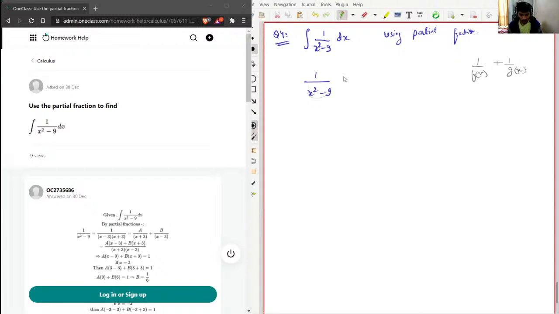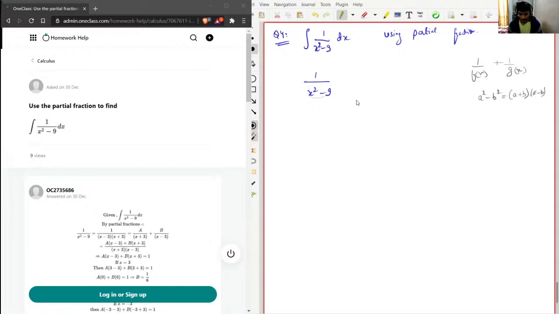So what we do first is we are going to split this term in terms of single power. We can clearly see that this will be a square minus b square, which is nothing but a plus b times a minus b.